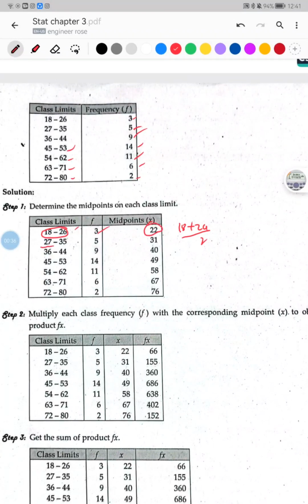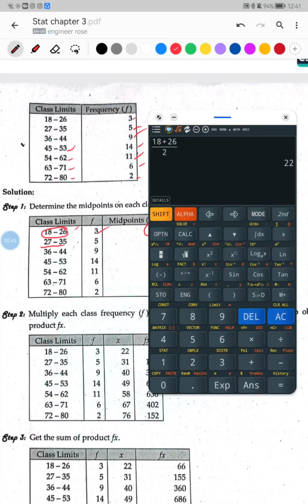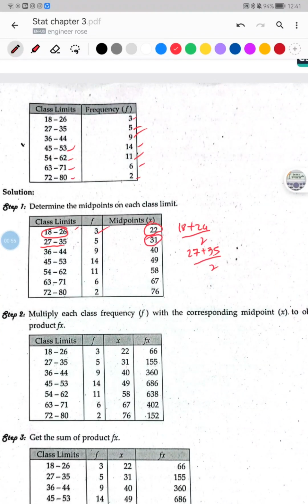How about 27? 27 plus 35 over 2. Let's check again. 27 plus 35 over 2 is 31. Let's go one by one. Here is 22, here is 31.